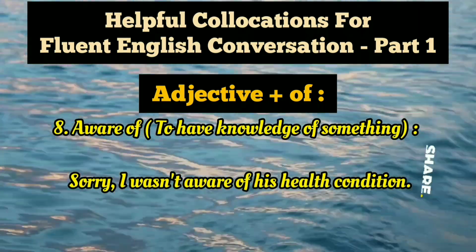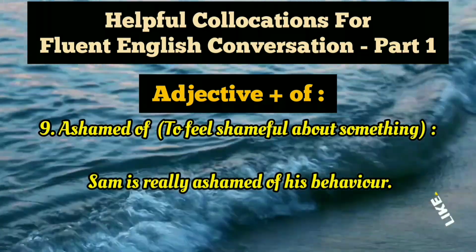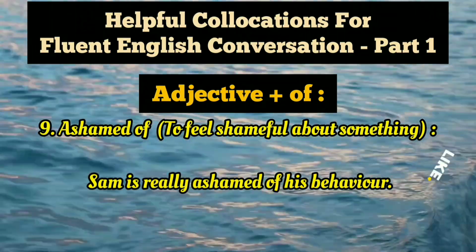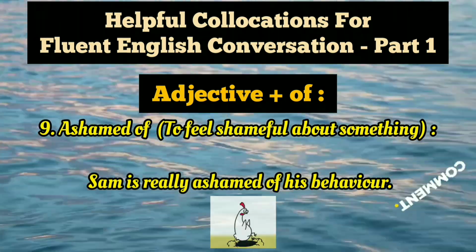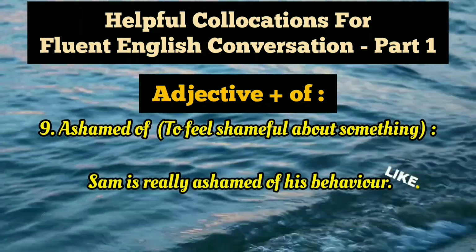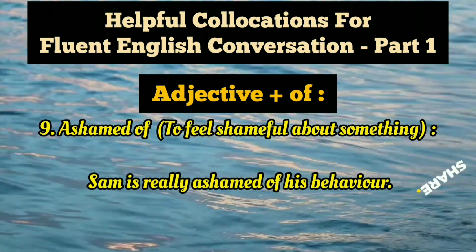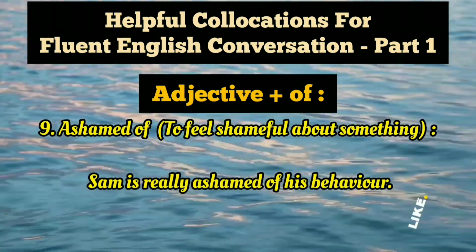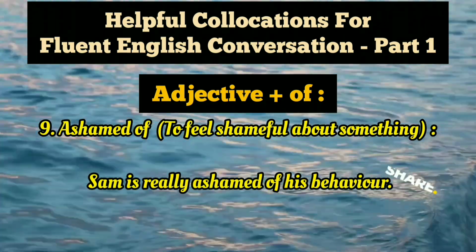Up next we will see the ninth one, that is ashamed of. Again here I'm combining the adjective ashamed and adding of, right? It means to feel shameful about something. That is called ashamed of. So let me show you how to use this beautiful collocation. Sam is really ashamed of his behavior. Maybe Sam has done something wrong, misbehaved, that's why he is ashamed of his behavior. That means he feels very shameful about his behavior.